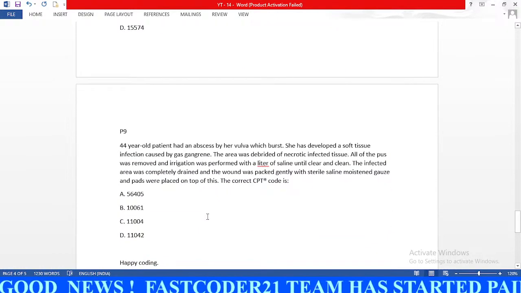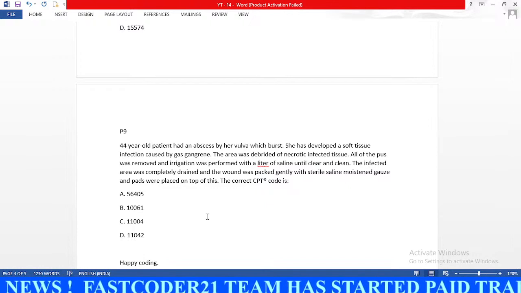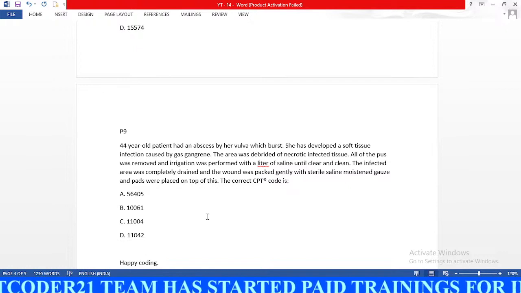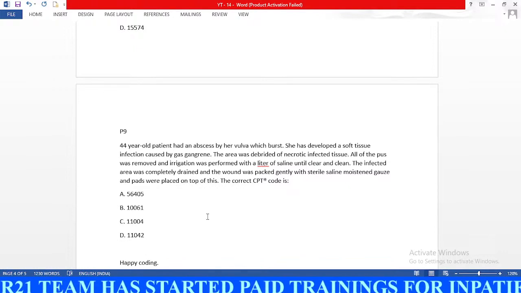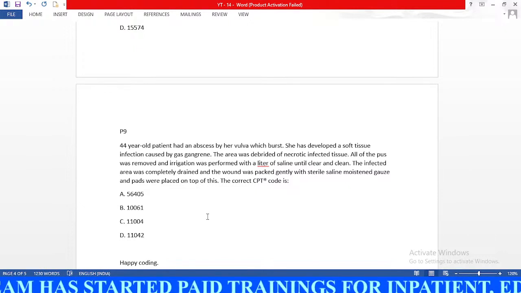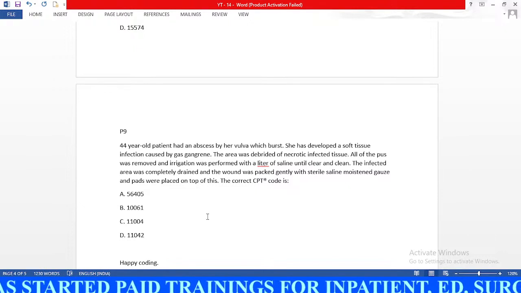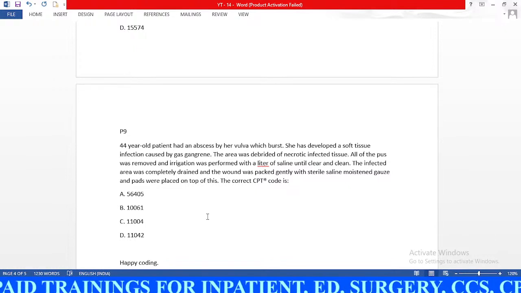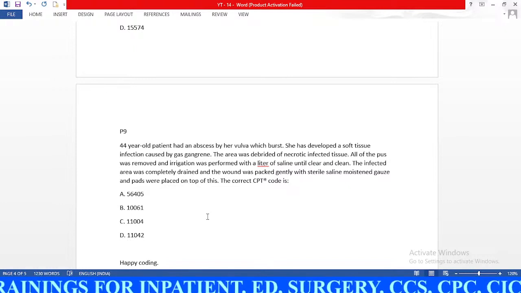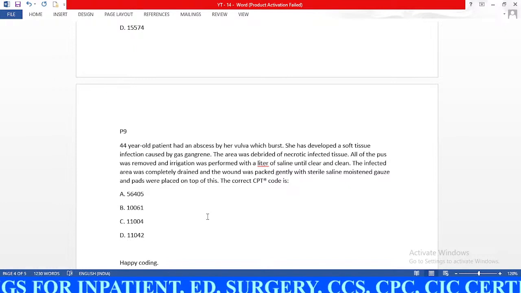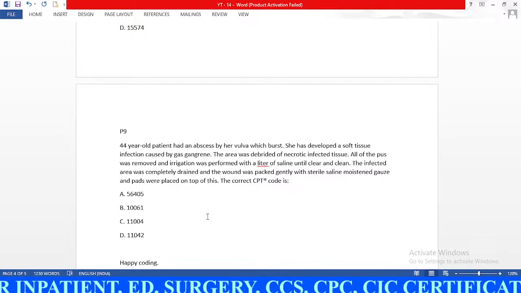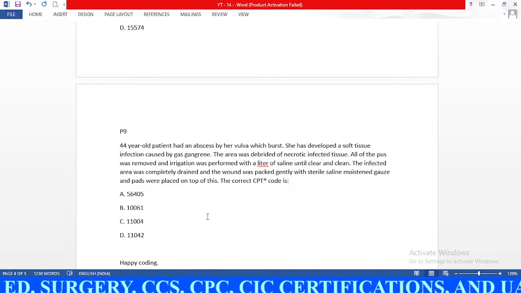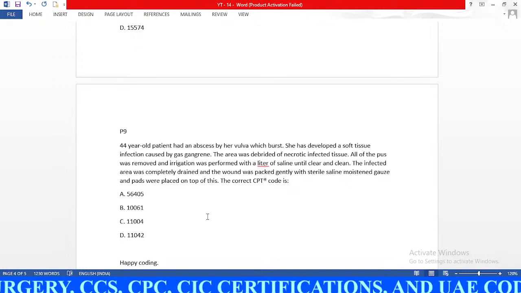So today's last question. A 44-year-old patient had an abscess by her vulva which burst. She has developed a soft tissue infection caused by gas gangrene. The area was debrided of necrotic infected tissue. All of the pus was removed and irrigation was performed with a liter of saline until clear and clean. The infected area was completely drained and the wound was packed gently with sterile saline-moistened gauze, and pads were placed on top of this. You have options 56405, 10061, 11042, 11043.